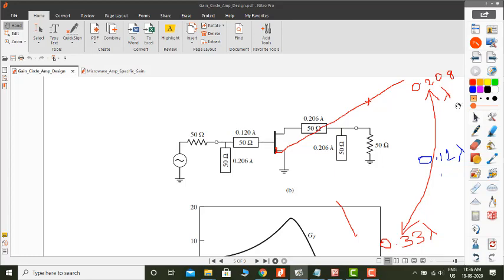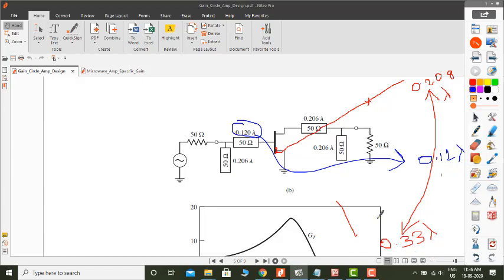This is the length of the series line, this one. So this is the way to get the length of the stub as well as the length of the series line from the Smith chart. I think you all get clear now.